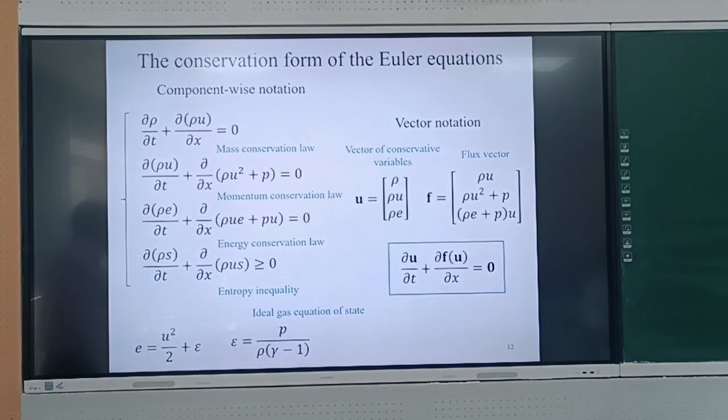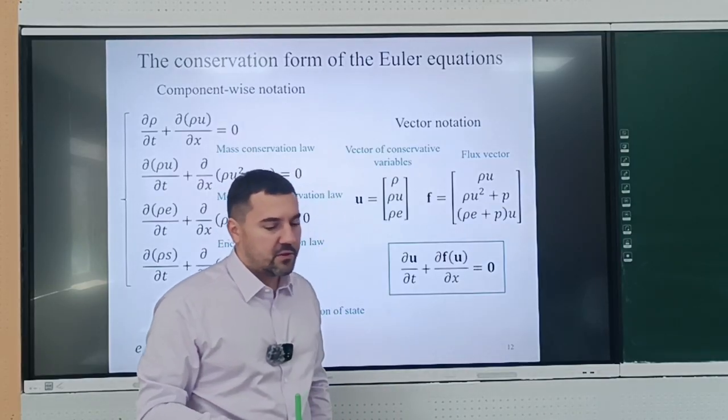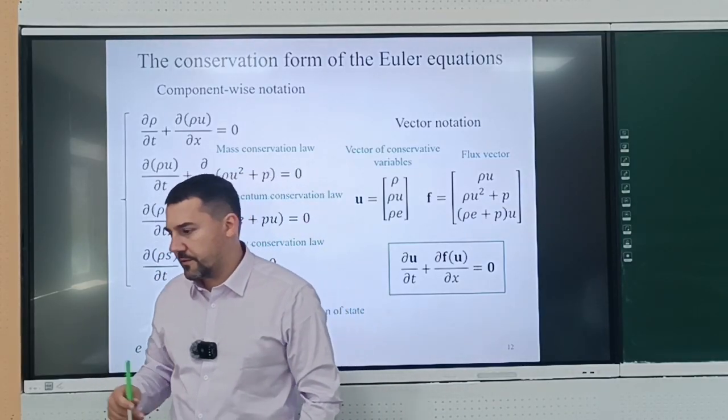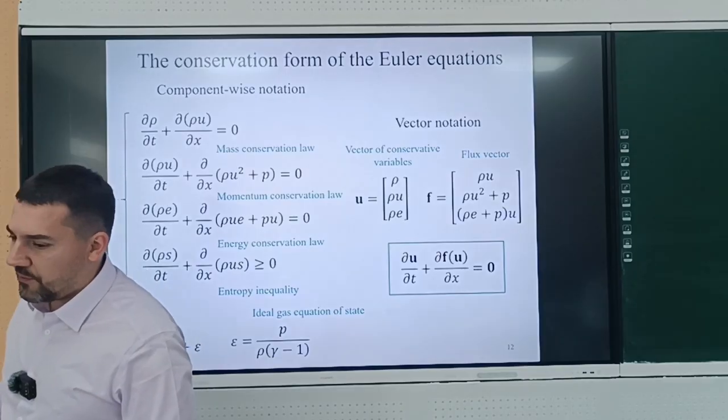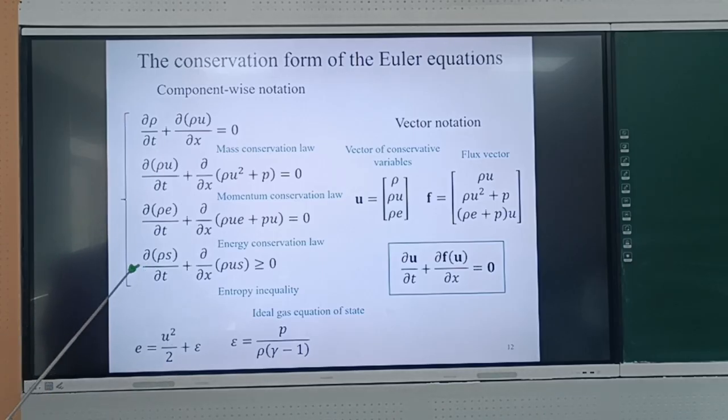So everything was for just the linear advection equation. Now the second part of the lecture will be about the Euler equations. So now we should use all this knowledge from the linear advection equation and apply it to our Euler equations. First of all, let's remind ourselves what we know about Euler equations.